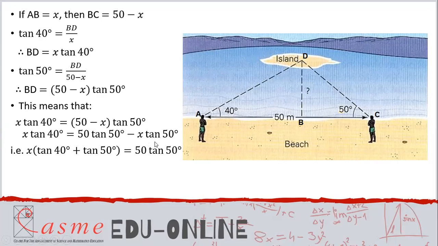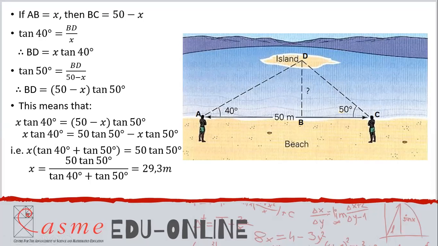Now, what have I done? I've taken this to the other side, or I've added X tan 50 on both sides. Minus X tan 50 on this side and plus X tan 50 gave me 0. And then in the end, I've taken out X as the common factor. Now I've got X times (tan 40 degrees plus tan 50 degrees). This is equal to 50 multiplied by tangent of 50 degrees.